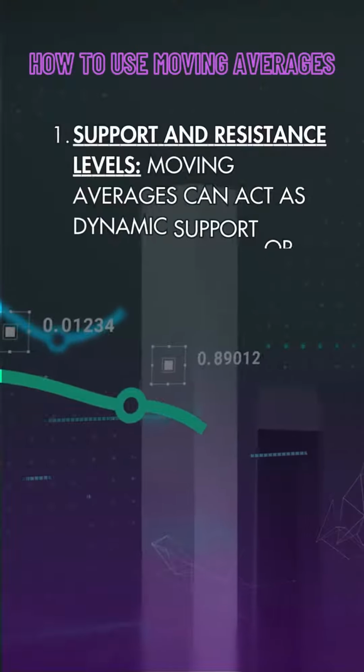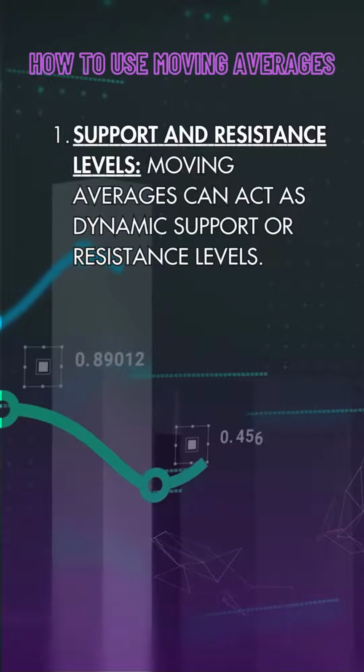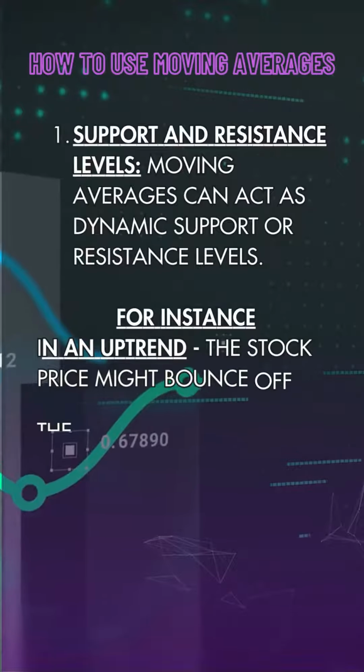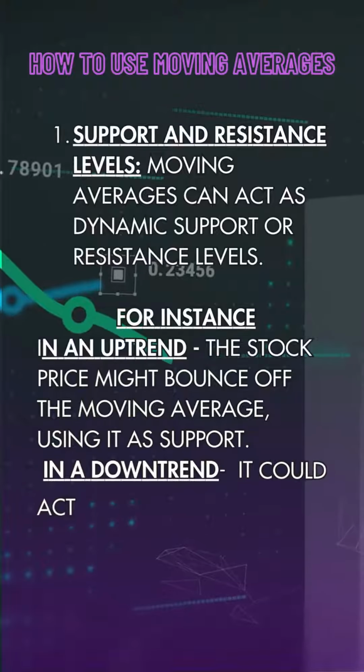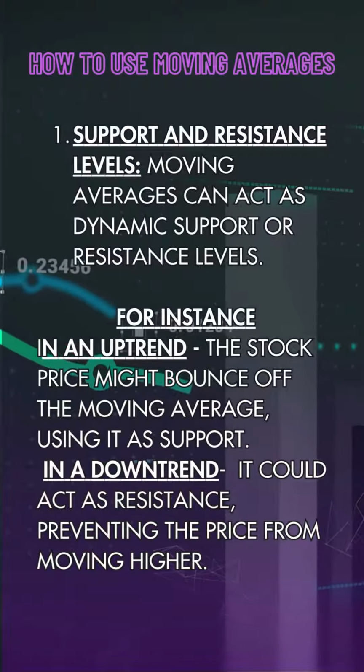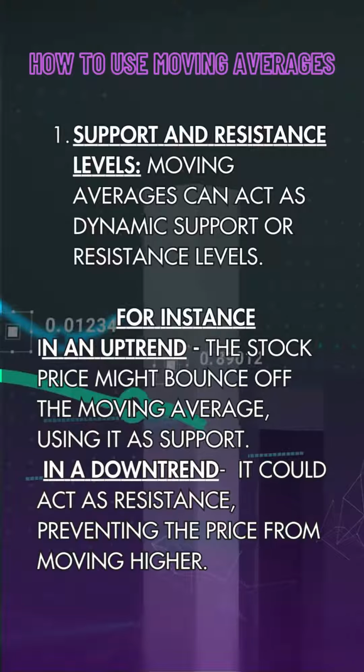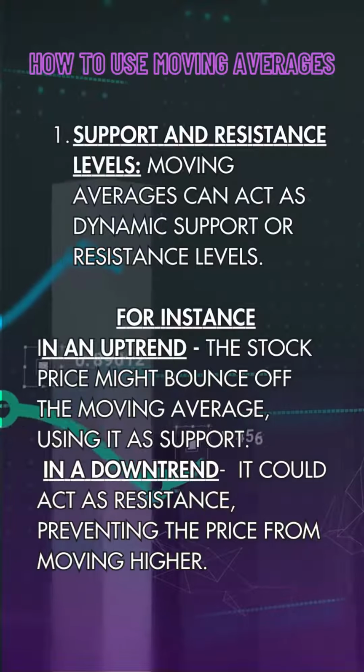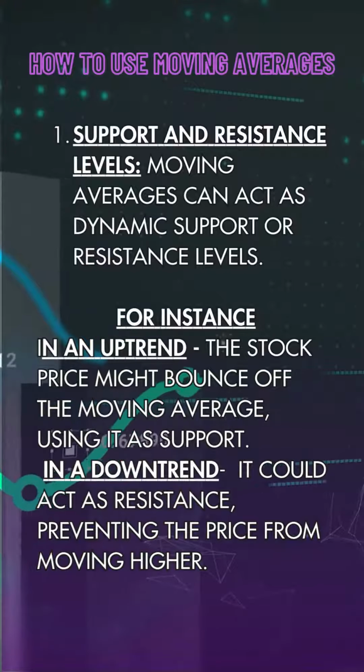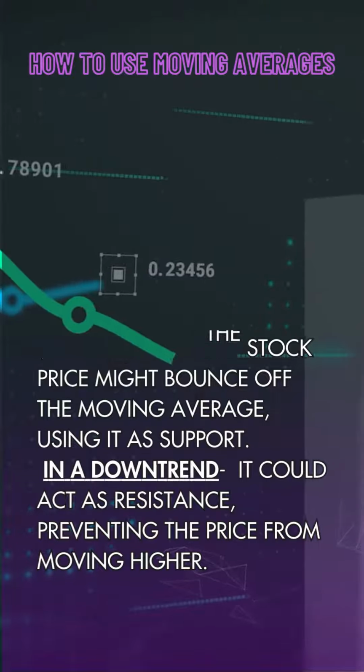Support and resistance levels. Moving averages can act as dynamic support or resistance levels. For instance, in an uptrend, the stock price might bounce off the moving average, using it as support. In a downtrend, it could act as resistance, preventing the price from moving higher.